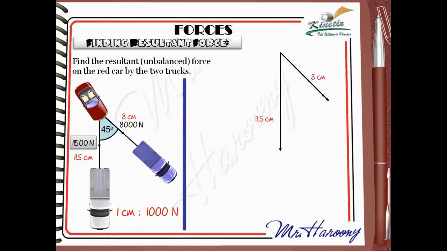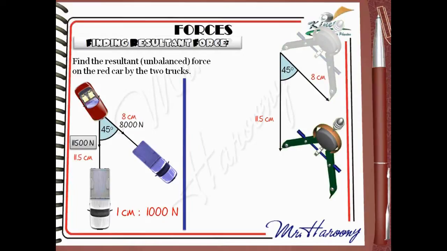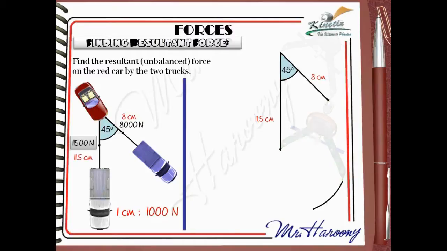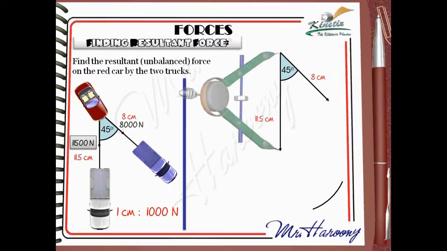Here comes the time of the compass. To complete our parallelogram, open the compass to just fit the length of one of your forces. Let's start with the 8 centimeters. Move your compass to the shown position on the head of the other force and draw a small arc. Now open the compass to just fit the length of the 11.5 centimeter arrow. Move the compass to the shown position and draw another arc.